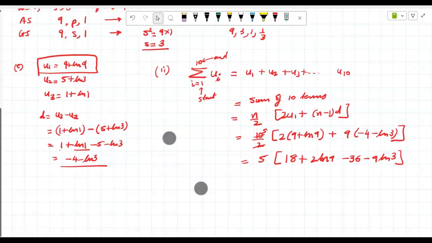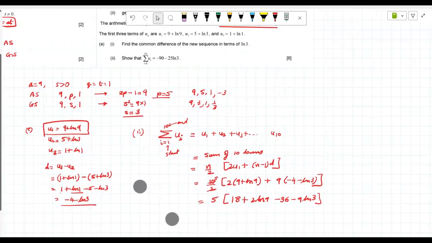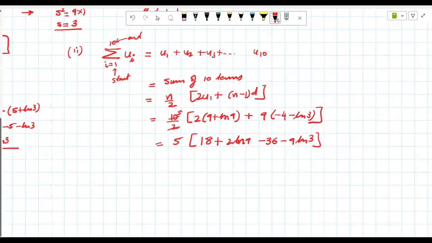Then you split 9 ln 9 into ln 3 into ln 3. So open the brackets. 5 times 90, 10 ln 9 is 10 ln 3 squared. Minus 36 into 5 is 180. Correct? 9 5s are 45 ln 3.